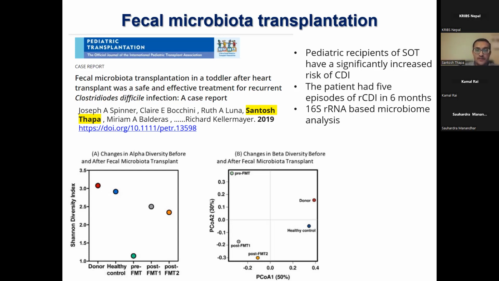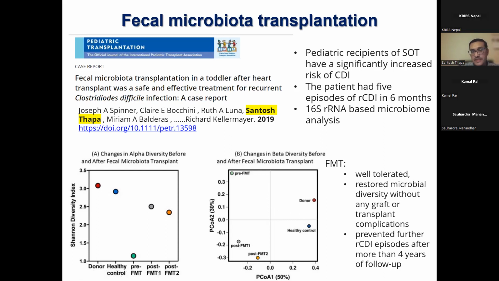When you look at the beta diversity indices, you can see that the pre-FMT is here in figure B in the top left corner, whereas the post-FMT 1 and 2 are very close to the healthy control side. So essentially, it provided evidence that this fecal microbiome transplantation restored the microbiome diversity without any transplant complication. And it prevented further recurrent C. diff infection in a follow-up for up to 4 years. So that was a great help for the patient.